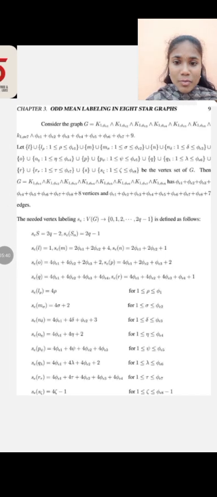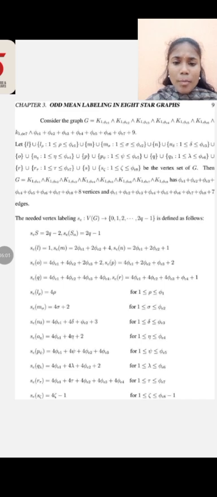Then G equals K1,π E1 ∪ K1,π E2 ∪ K1,π E3 ∪ K1,π E4 ∪ K1,π E5 ∪ K1,π E6 ∪ K1,π E7 ∪ K1,π E8, with π E1 plus π E2 plus π E3 plus π E4 plus π E5 plus π E6 plus π E7 plus π E8 plus 8 vertices and π e1 plus π e2 plus π e3 plus π e4 plus π e5 plus π e6 plus π e7 plus π e8 plus 7 edges.